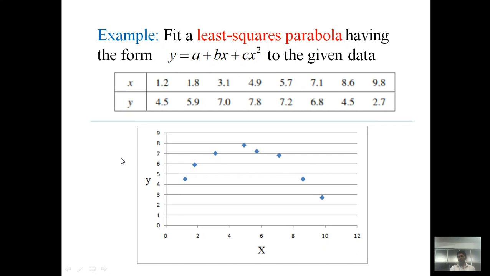Now just for better understanding, we consider the graphical situation. But remember, this graphical situation is not a part of this course. So just see here, when x is 1.2, y is 4.5. X 1.8, so something nearest to 2, y is 5.9, nearest to 6. So on, when x is 9.8, y is 2.7. So these are the data points which are given in the question. So there are a total of 1, 2, 3, 4, 5, 6, 7, 8, 8 points given. So x1, y1, x2, y2, x3, y3 and so on, x8, y8.